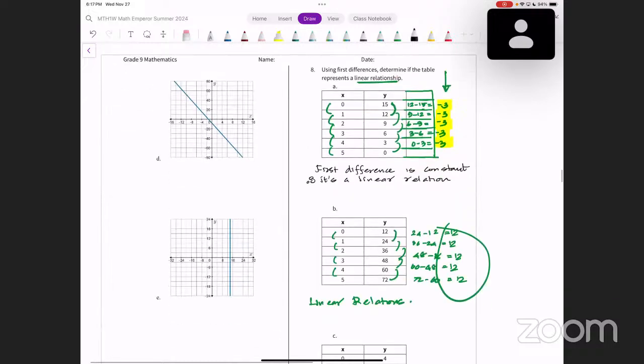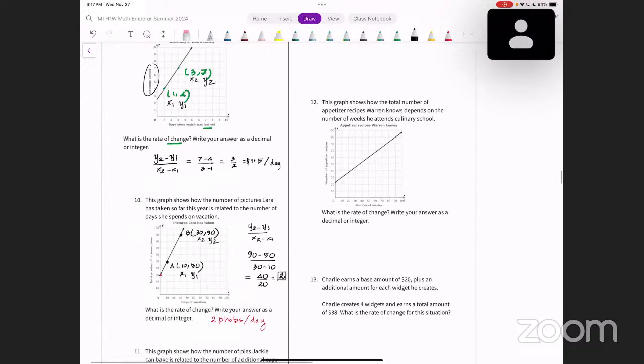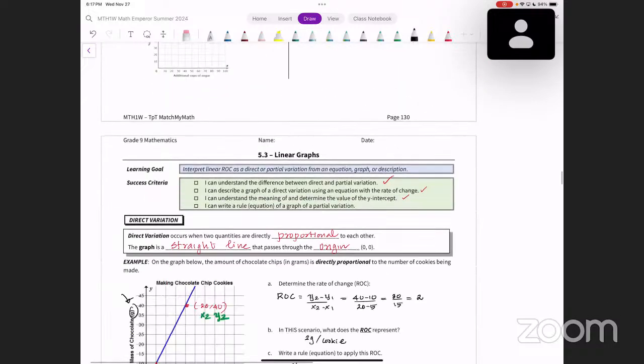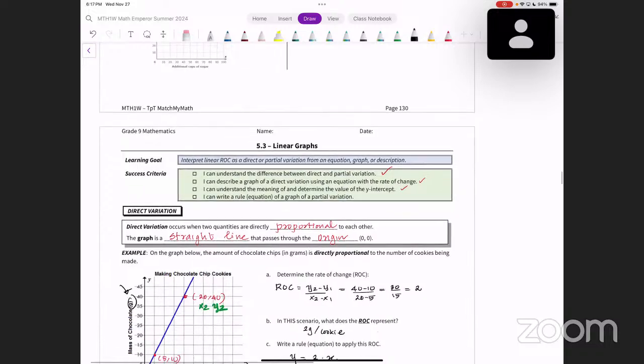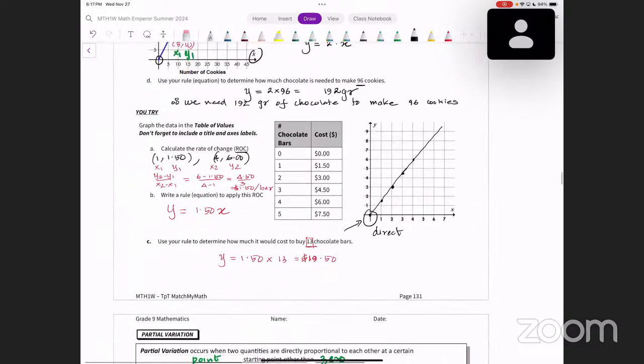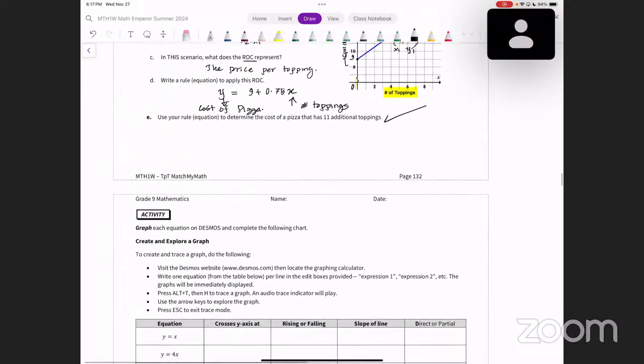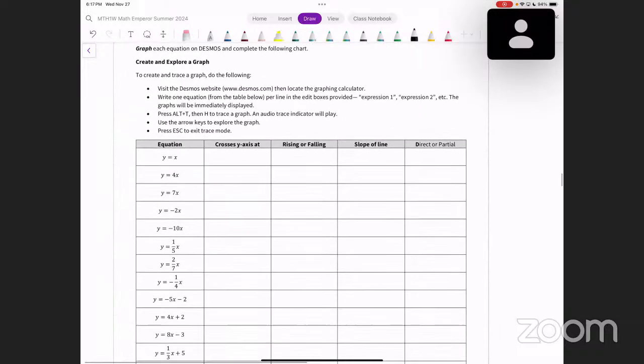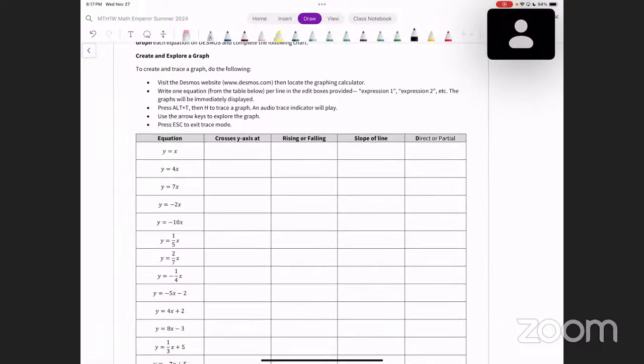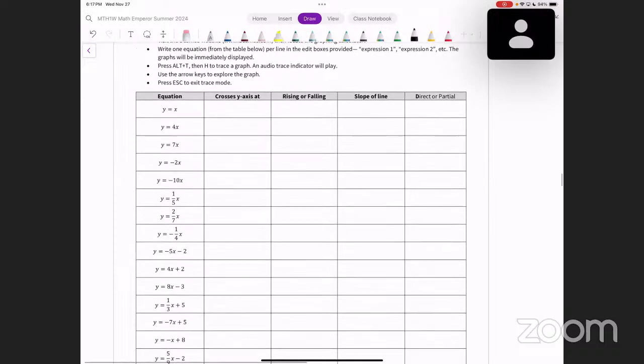Okay, we're going to move back to the linear graph. We have been talking about direct and partial variations. We have been talking about how we can create the equation from the graphs. And then I asked you to do the following activity. I believe that you all have done it. Pretty good, you have drawn that in decimals. So you are going to answer quickly.